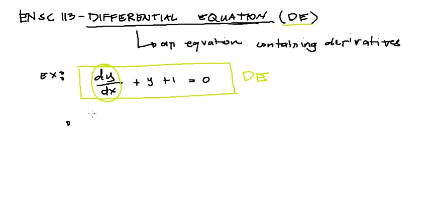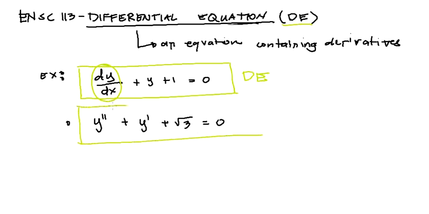So another example, say we have y double prime plus y prime plus square root of 3 is equal to 0, and this equation here is also called a differential equation because it contains these derivatives. Okay, so the differential equation can contain one or more derivatives.